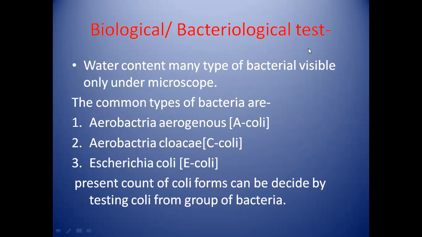Then see, what are the common types of bacteria which are present in water? There are 3 common types of bacteria which can be present in water. First is Aerobacter aerogenes, that is A. coli bacteria. Then second is Aerobacter cloacae, that is C. coli bacteria. Then third is Escherichia coli, that is E. coli bacteria.